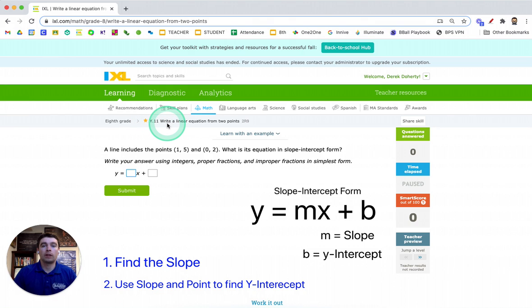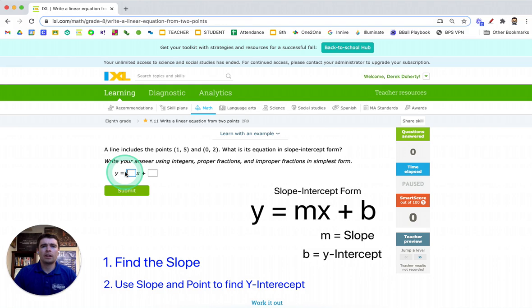That's the one called write a linear equation from 2 points. And here, we'll just go ahead and read the first problem. It tells us a line includes the points (1, 5) and also (0, 2). And our job is to figure out what is its equation in slope-intercept form.